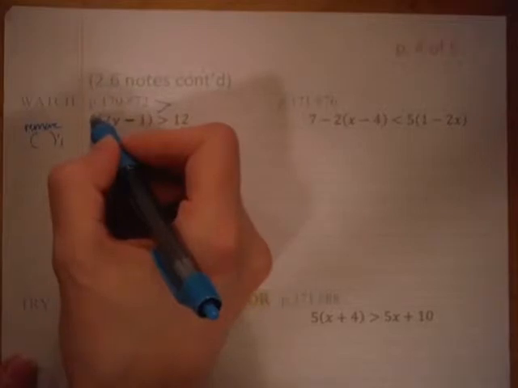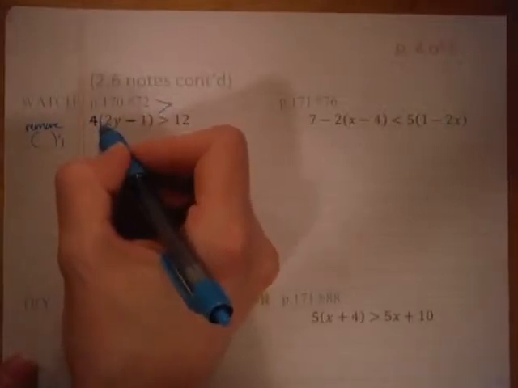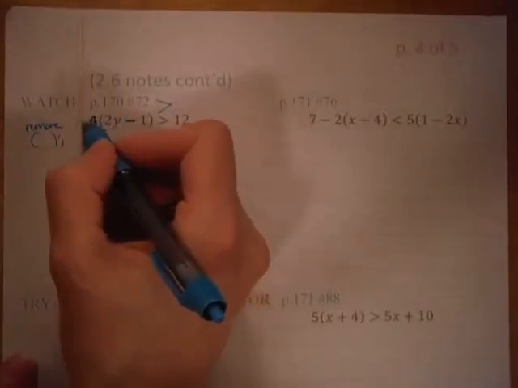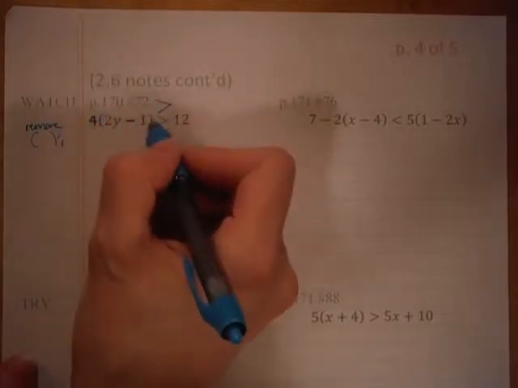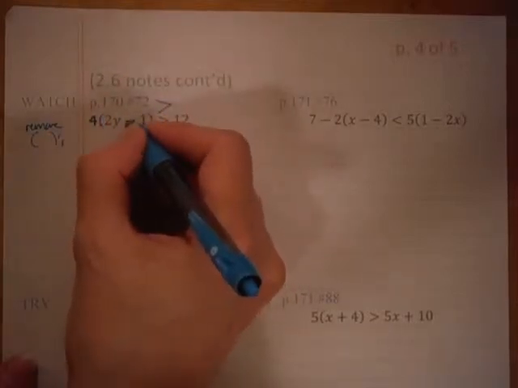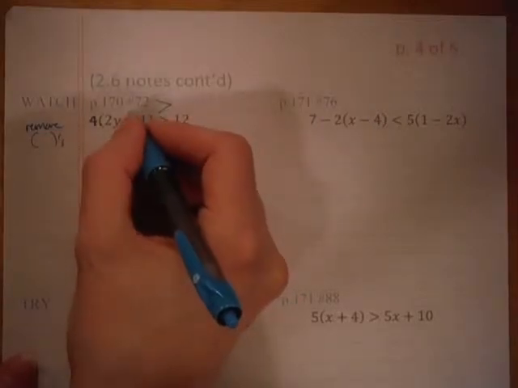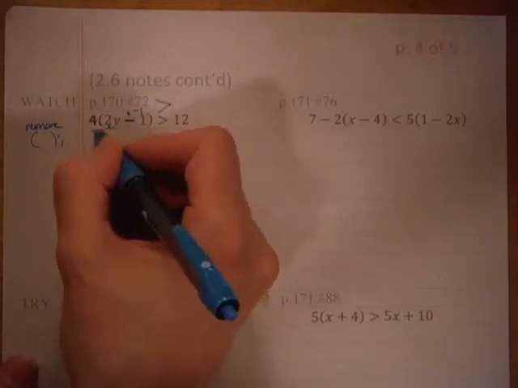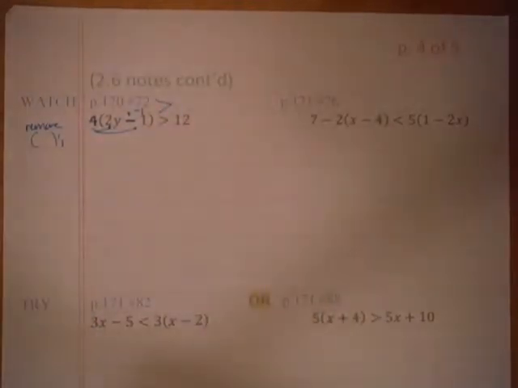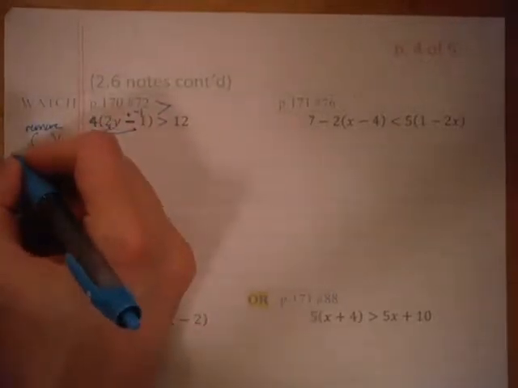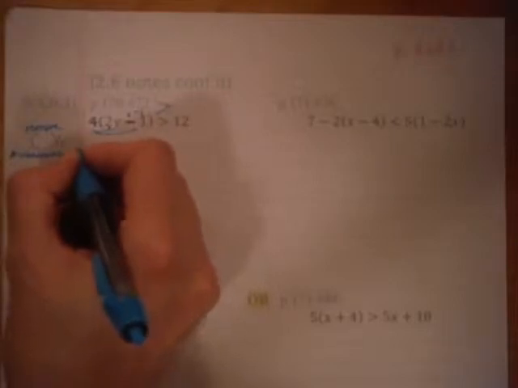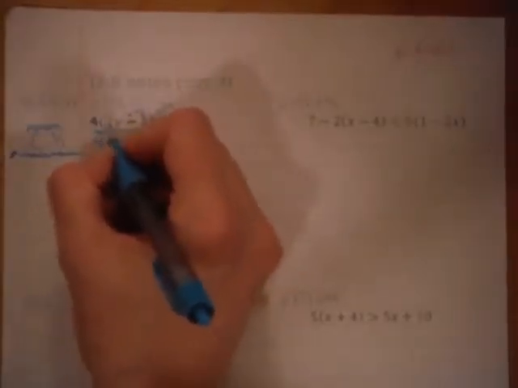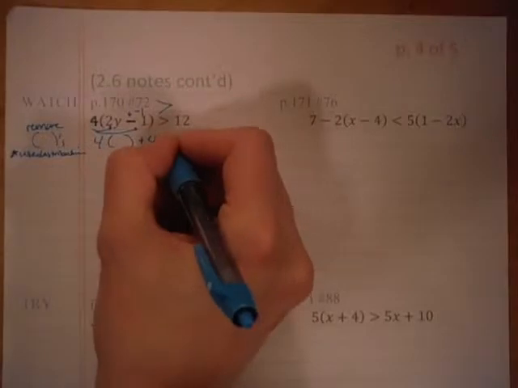Why do I know it's distribution? Well, I know it's multiplication because there's a number snuggled right up next to it. But is it just multiplication, or do I have to distribute the multiplication across addition or subtraction? And because I see that minus in there, which is really the same as adding a -1, I am distributing this across two pieces here. So there's two multiplications that happen. In this case, I have to use distribution to remove the parentheses. So it's going to be 4 times the 2y plus 4 times the -1, and that's going to get me my greater than 12.